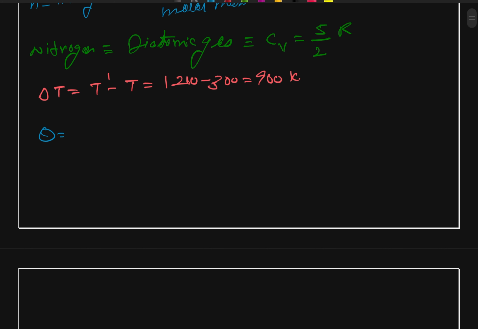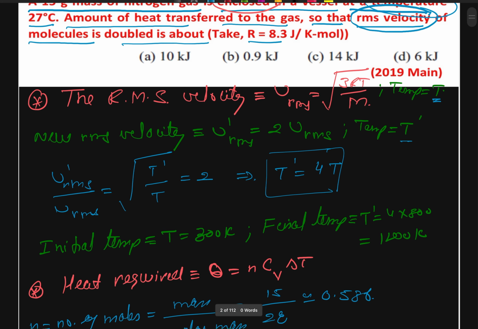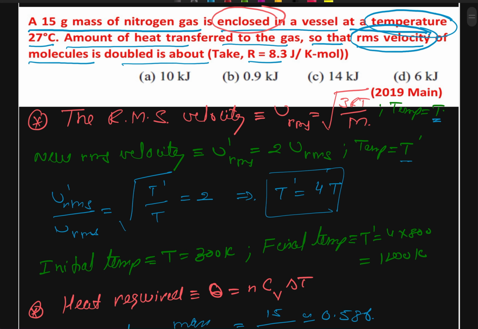So now we can easily find out our Q. Number of moles were 0.536 multiplied by 5/2 times R. R is said to be 8.3 and delta T is 900. So this Q will be approximately equal to 10 kilojoules. So option A is correct.